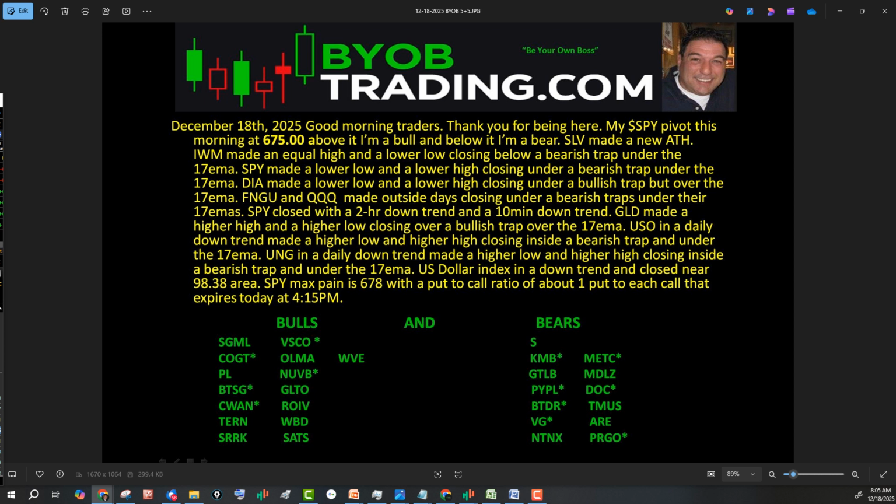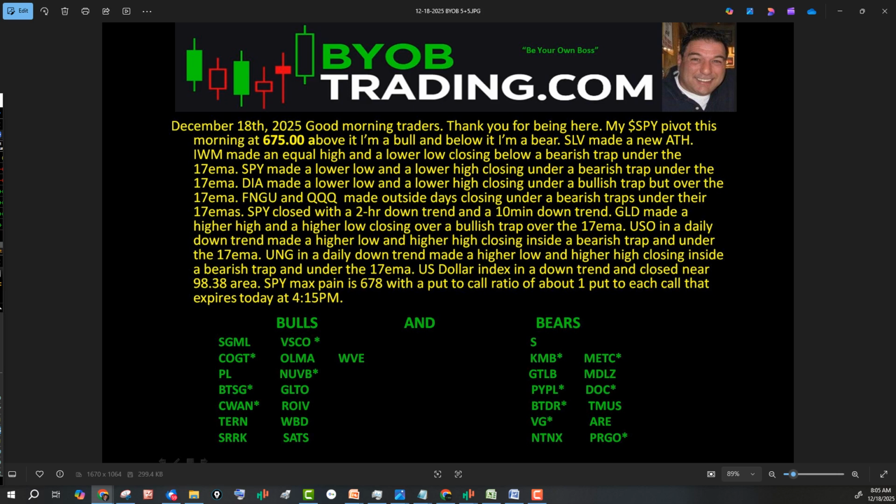SPY closed with a 2-hour downtrend, 10-minute downtrend. Gold made a higher high and a higher low, closing over a bullish trap over the 17. USO in a daily downtrend made a higher low and a higher high, closing inside a bearish trap under the 17. UNG also in a daily downtrend, made a higher low and a higher high, closing inside a bearish trap under the 17 EMA. US dollar index still in a downtrend. We like that. Closed near 98.38. SPY max pain for today, 678.